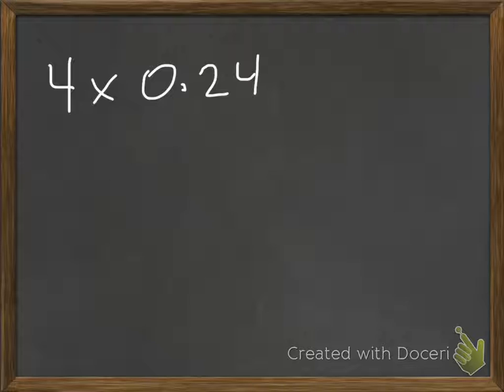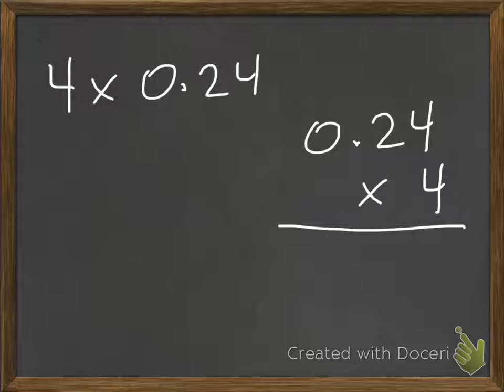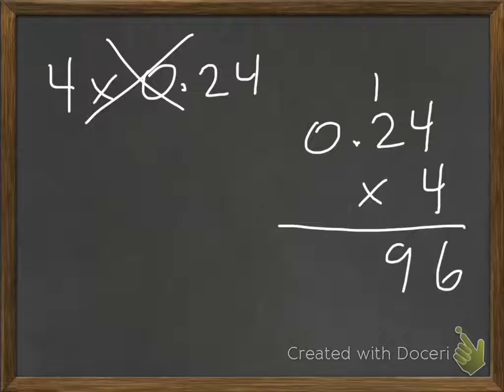4 times 0.4, or 24 hundredths. First thing I want to do is rewrite this so it's easier to work out. This way over here is hard to do, so I always tell them to rewrite it with a bigger number on top. Now you just go ahead and multiply. 4 times 4 is 16. Carry the 1. 4 times 2 is 8. Plus 1 is 9. 4 times 0 is 0 if you'd like.